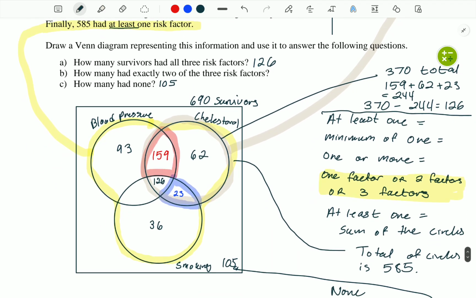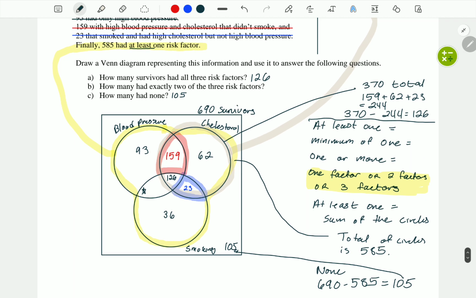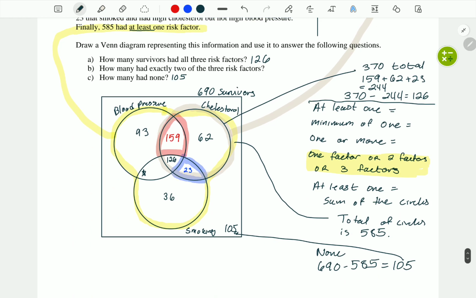And now we have one piece of information left. The part with the star. Blood pressure and smoking, but not high cholesterol. How can we find that? Remember, the sum of the circles is 585. And we have every piece filled inside of our circles except for the part with the star. So that means we can add up every number inside of our circles and subtract it from 585.